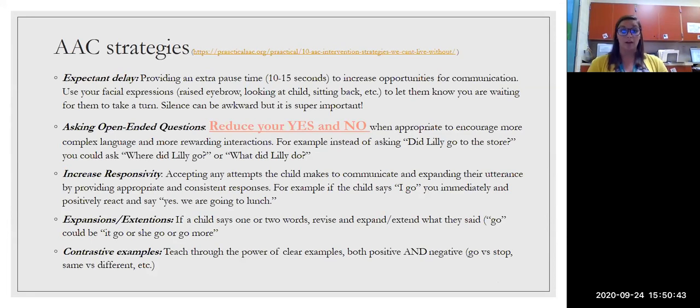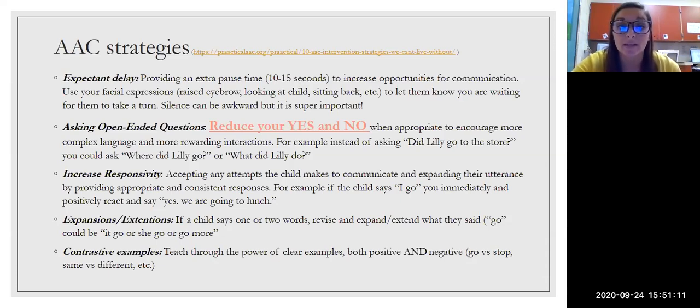Let them know you're waiting for them to take a turn. Silence can be awkward, but it's super important because a lot of times those kids are still processing what you just said to them. Because a lot of times we want to provide that help right away, and it teaches a learned helplessness, and then the child's always going to depend on your help when really they could probably do it themselves, and of course we want them to if they can.